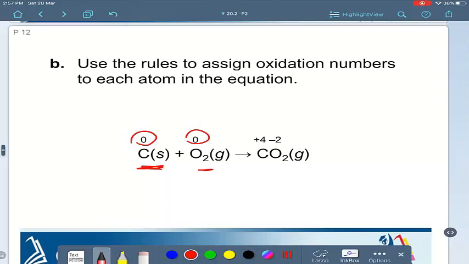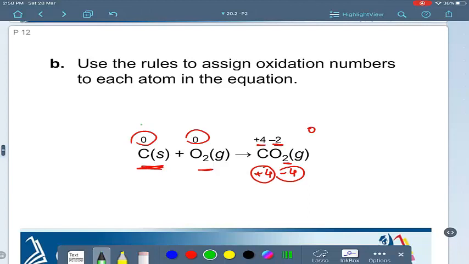What about carbon dioxide? Let's calculate. Oxygen is -2. Remember the rules. It's not a special case. So -2 times 2, because there are two oxygen ions here, so it's -4. What we have to make here for carbon to make the overall charge 0, because it's a compound, is +4. So carbon is +4.